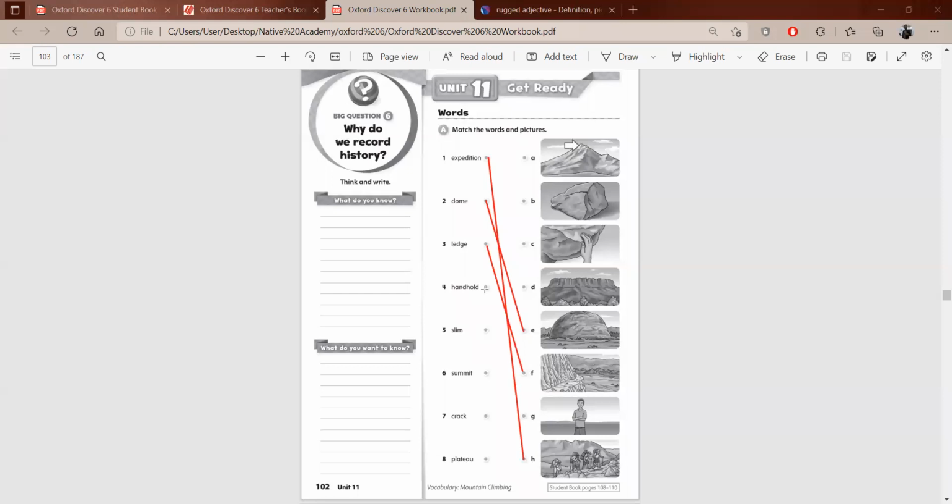What about that word? Handhold. Like when you climb a mountain, the place where you put your hand to climb is called a handhold. So it's the piece of rock by which you can climb the mountain or something like that. What about that word?